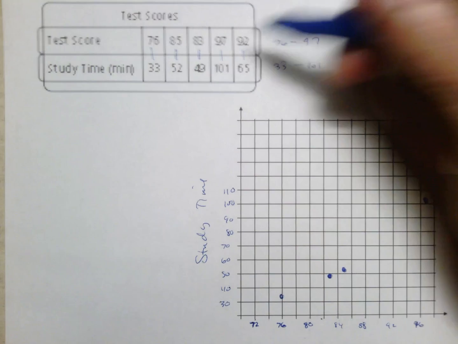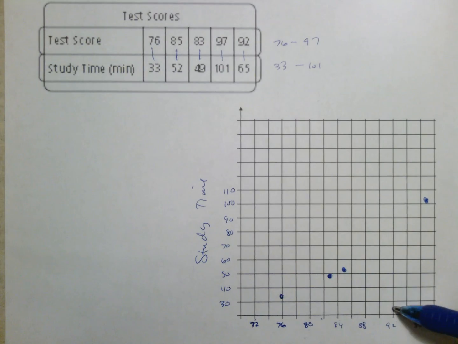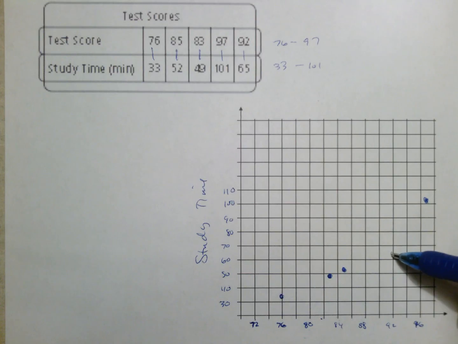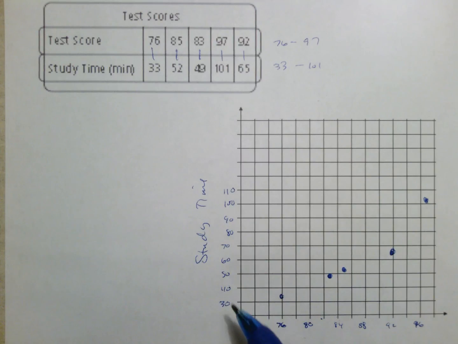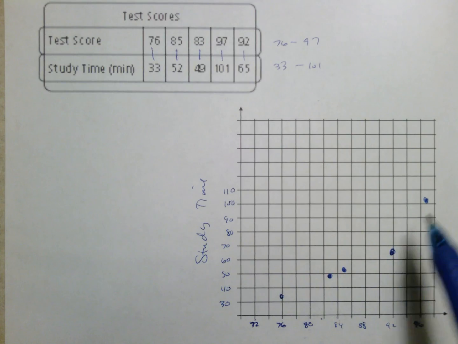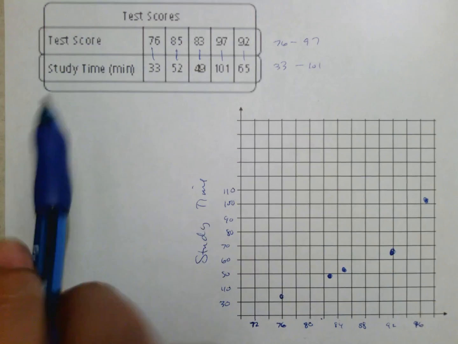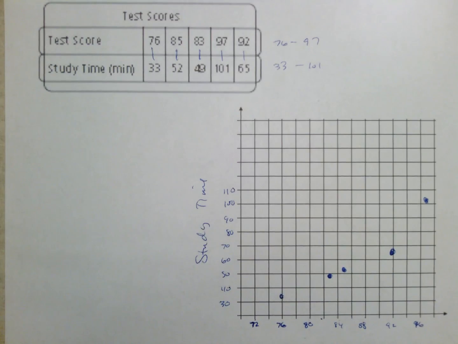And then 92 led to 65. So 92 to 65 is in between 60 and 70. And again, you can see this is definitely not a straight line, which is why we call it a scatter plot. But you can see that the dots are moving in an upward direction. We'll talk about what that means tomorrow. But for right now, what you're looking at is that these dots are moving in an upward direction, which means that as test scores go up, study time goes up. Or you could say as study time goes up, test scores go up. But of course, who wouldn't know that already?